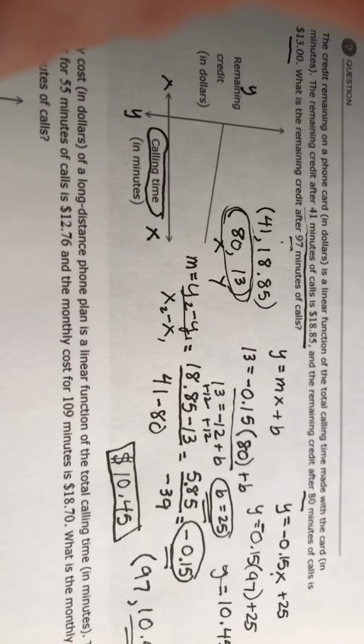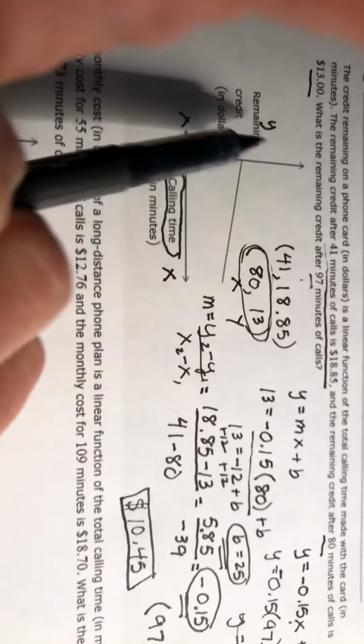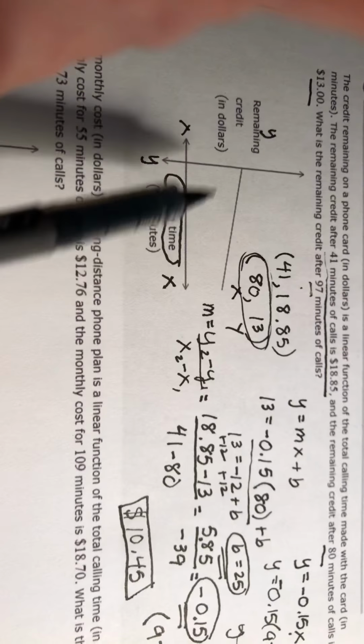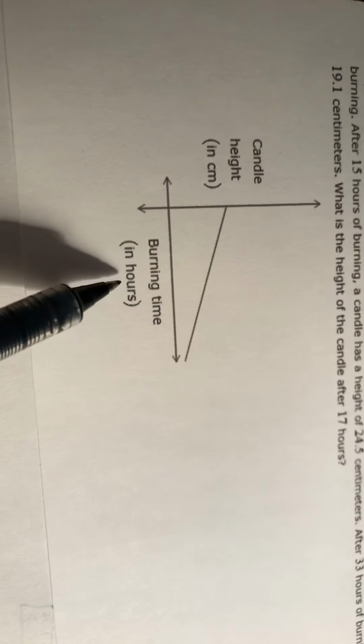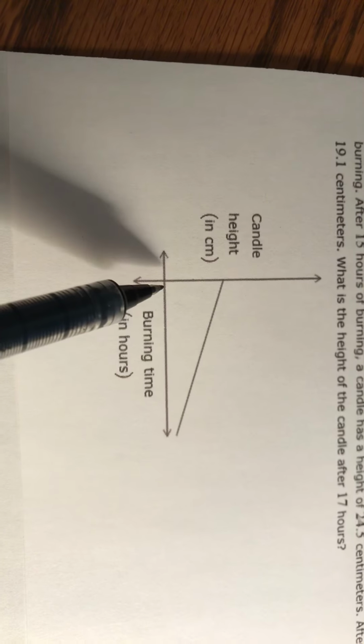Okay, a lot of steps. First thing I did was look at it and realize what they say for x and y, like this next problem, which I'm not going to do. Oh, it's almost the same thing. I have another one under here. In this problem, the burning time is in hours, so that's your x. The candle height is in centimeters, and that's your y. Otherwise, you do the problem the same way.